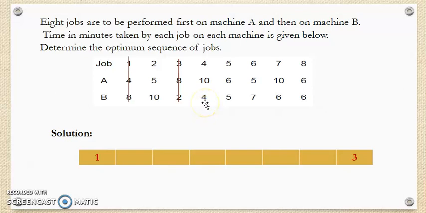which is 4 now, it lies on machine B, that is the second machine. So it will be processed as late as possible. So this is job number 4. I will write here job number 4. Now I will eliminate that job from further considerations. Right?